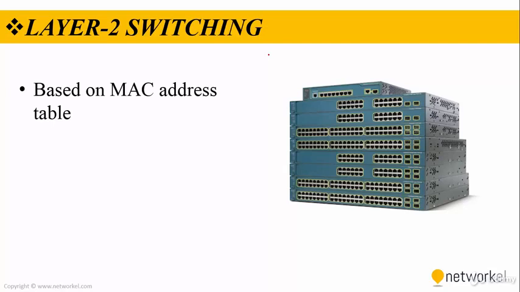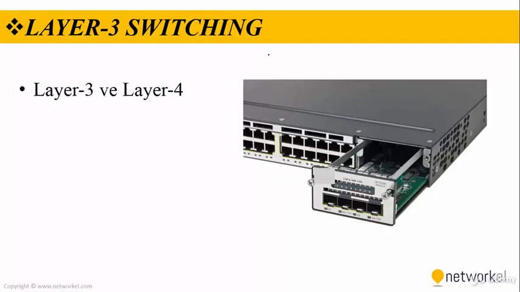If the destination MAC address is not found in the table, the frame is flooded to all ports in the same VLAN. And we have multi-layer switches, as you know. Multi-layer switches perform not only layer 2 switching, but also frame forwarding with layer 3 and 4 information. These switches combine the functions of a switch and router.